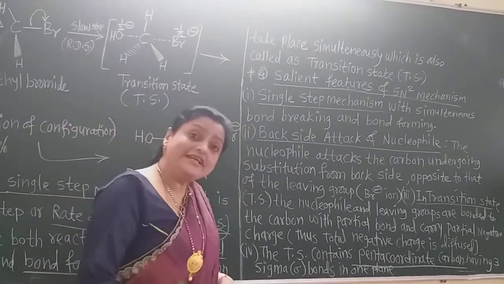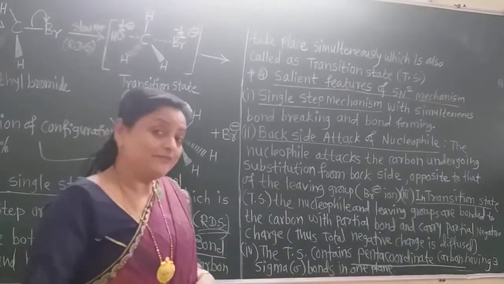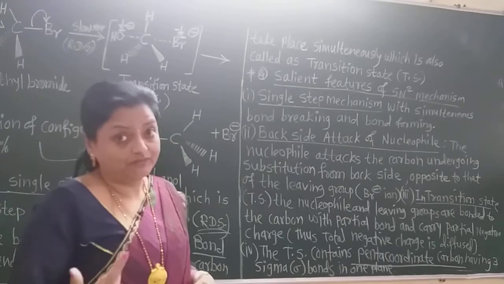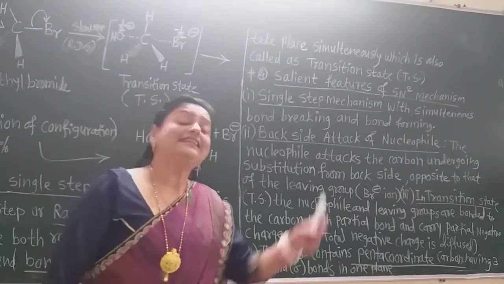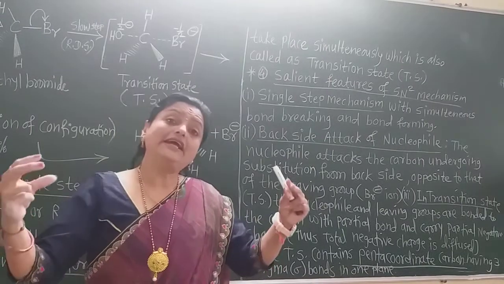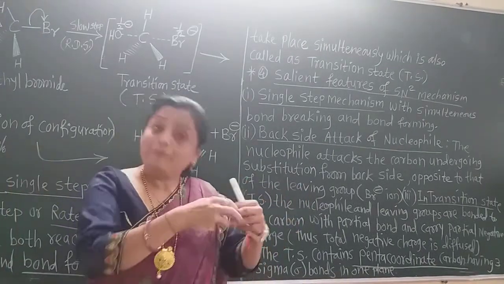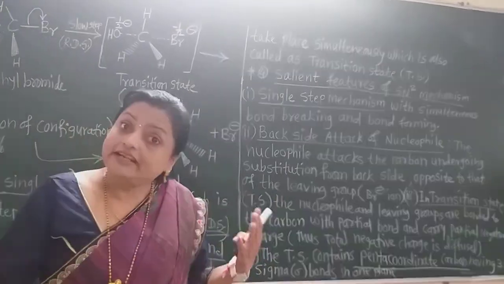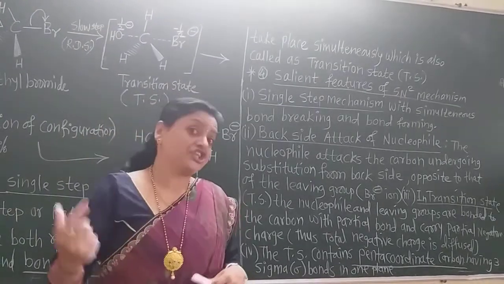Now the second point is the backside attack of the nucleophile. That means the nucleophile always attacks from the backside, because both the attacking nucleophile and the leaving nucleophile are there. If they go from the same side, what happens? There is repulsion between them, and due to that the energy increases, and that molecule will not be stable.